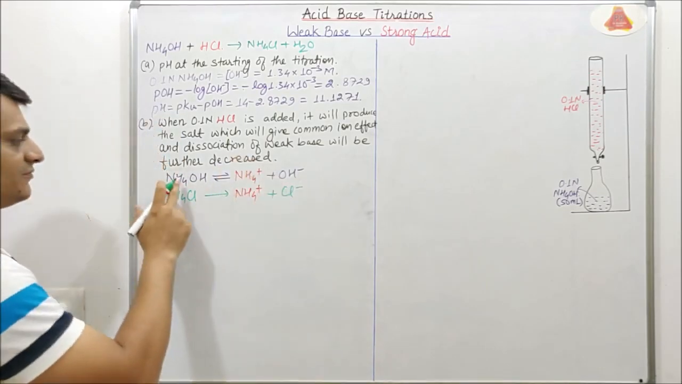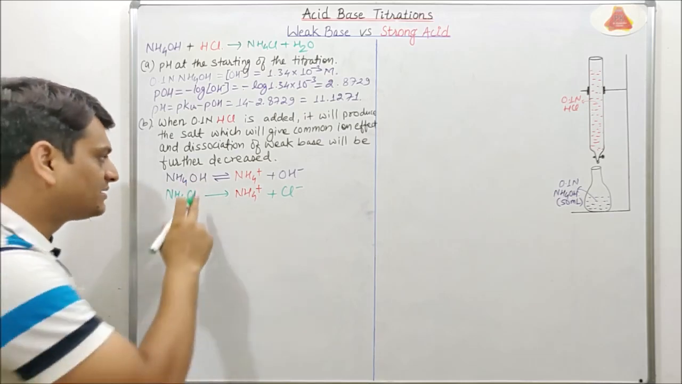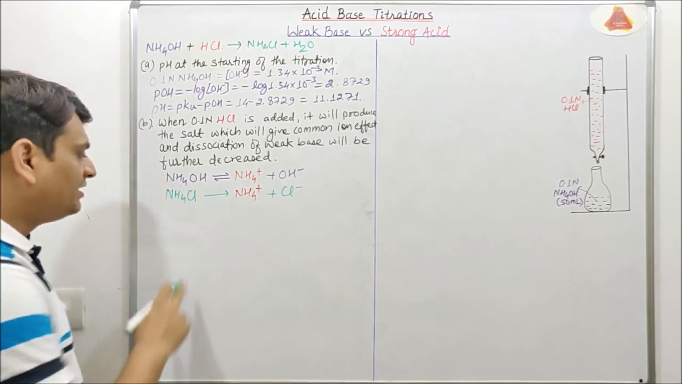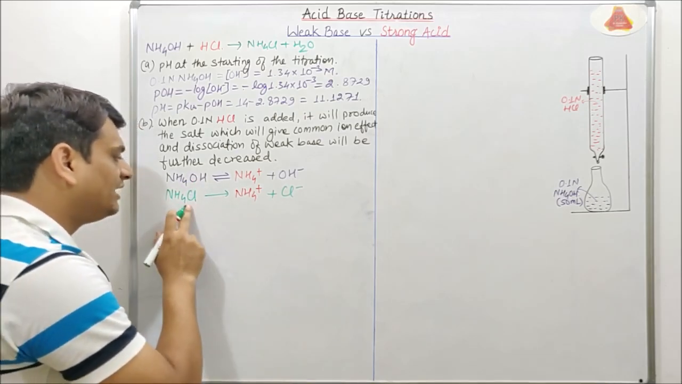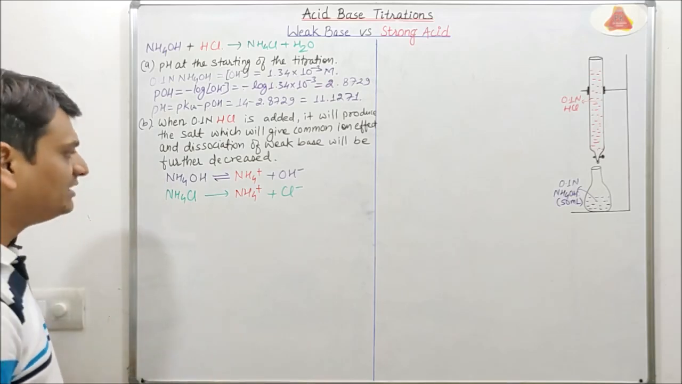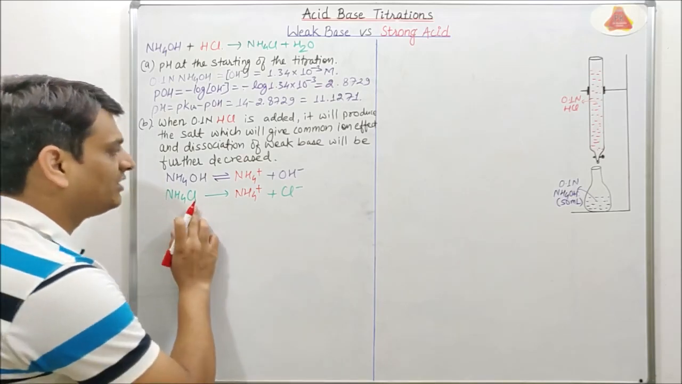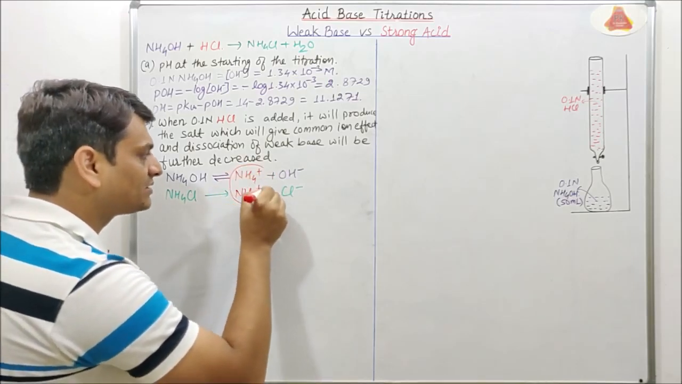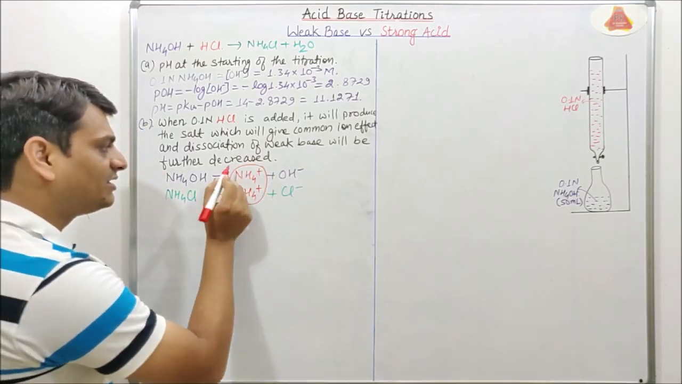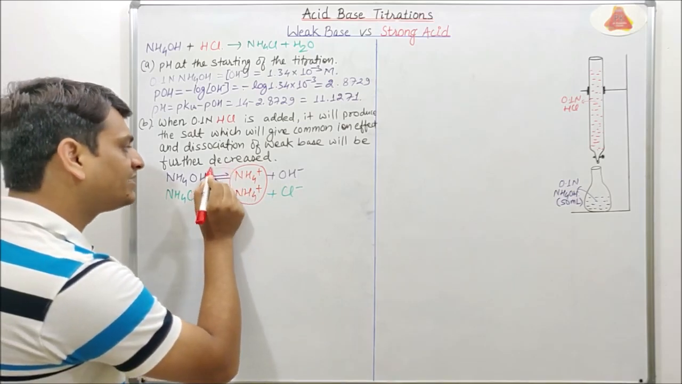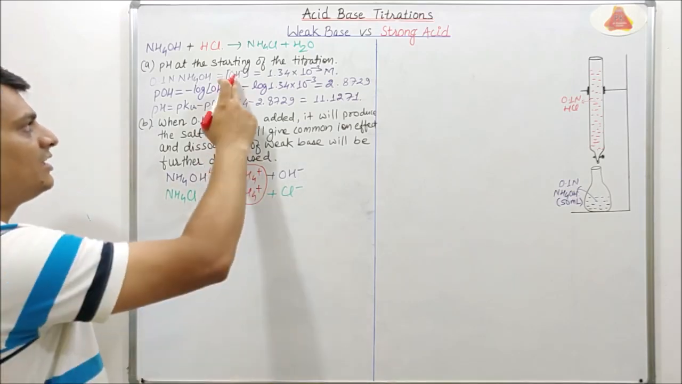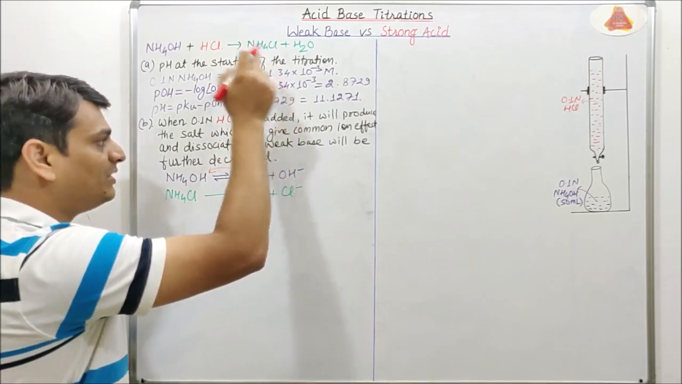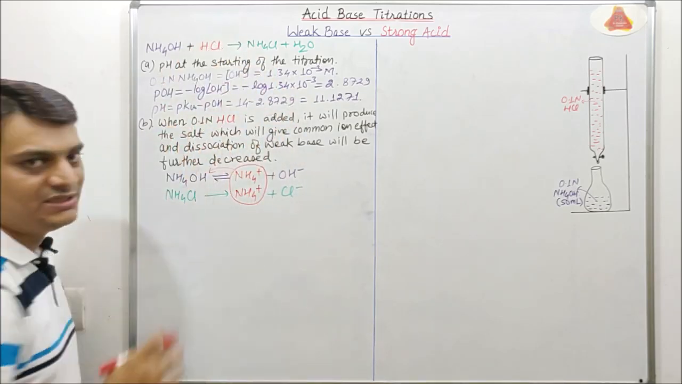Here NH4OH is a weak electrolyte because it is a weak base, and NH4Cl is a salt, so it is a strong electrolyte. In the presence of this strong electrolyte, dissociation of these ions will be further decreased due to the common ion effect, and this reaction goes in the backward direction. So ultimately the concentration of OH minus ion will be further decreased.